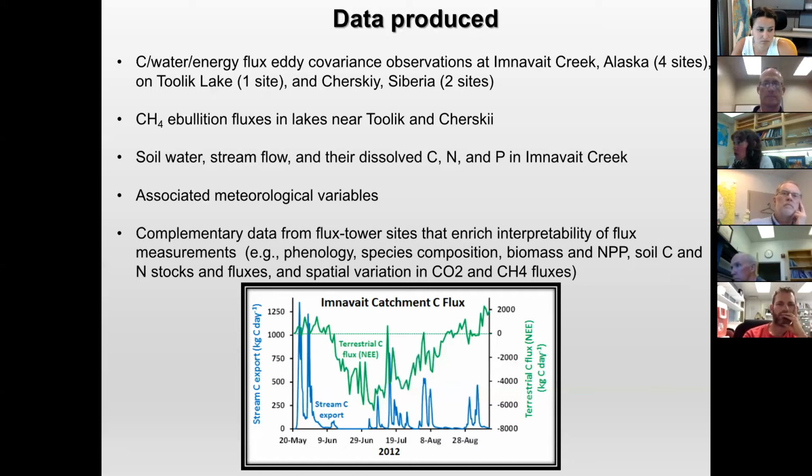We've looked at soil, water, stream flow, and their dissolved carbon, nitrogen, phosphorus at Obnaviat Creek. We've collected a lot of different meteorological variables, and then we have this complementary data from flux tower sites to help enrich our measurements. And this includes data like phenology, looking at species composition, biomass, and NPP. We've gone out and done a lot of field studies that have laboriously plucked the vegetation and then determined the above ground and below ground primary productivity. We've looked at soil carbon and nitrogen stocks. And then we've looked at the spatial variation in the carbon and the methane fluxes.